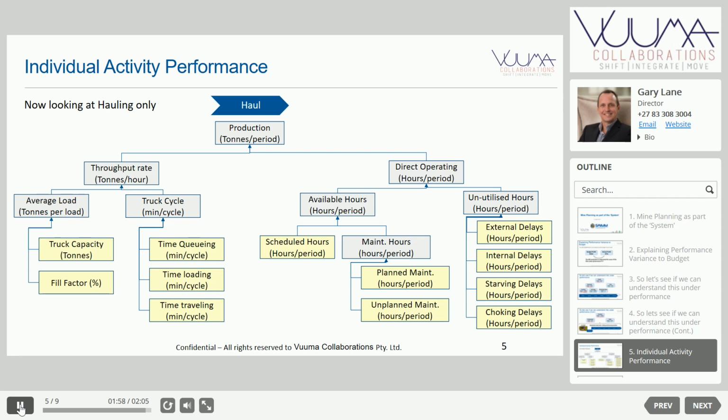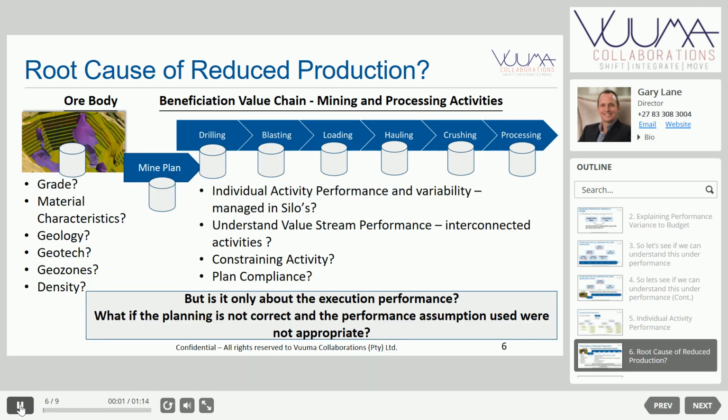That's a starving delay. And a choking delay would be that the truck can't tip into the crusher, and that would be a choking delay, so it's being choked. Let's understand the root cause of that reduced production.